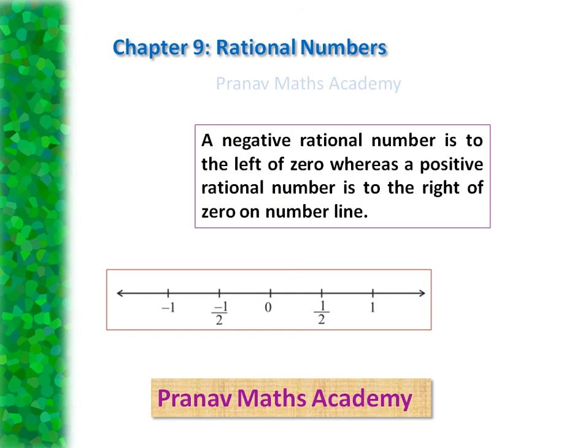A negative rational number is to the left of 0, whereas a positive rational number is to the right of 0 on the number line. Here two numbers are indicated in the number line.